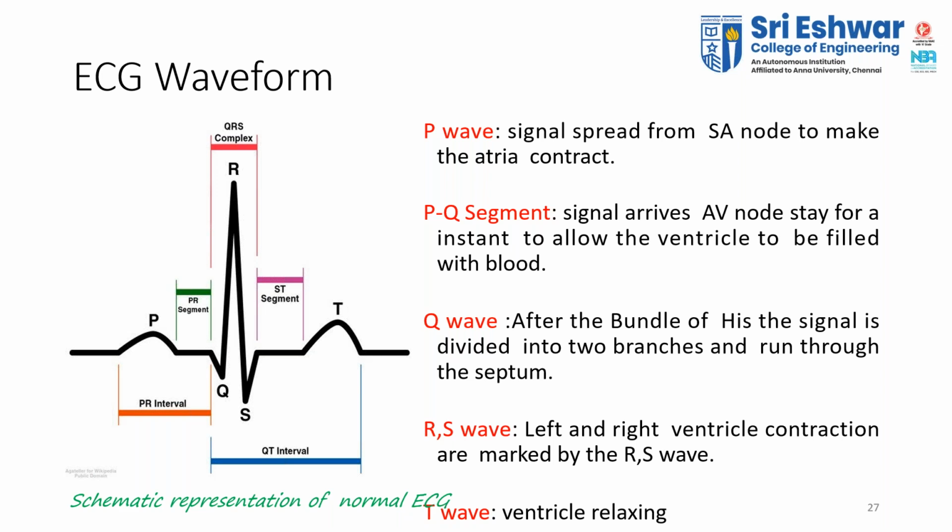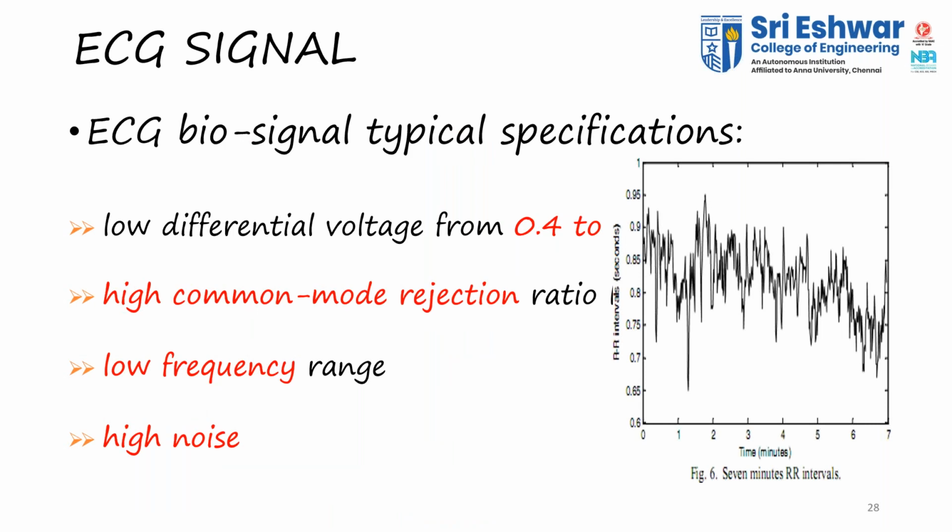Then the Q waveform comes. After the bundle of His, the signal is divided into two branches and runs through the septum. Okay, the RS waveforms are ventricular contraction. T is ventricular relaxing. Okay, during ventricular contraction one signal, during ventricular relaxation another signal will be generated. And next, ECG signals.